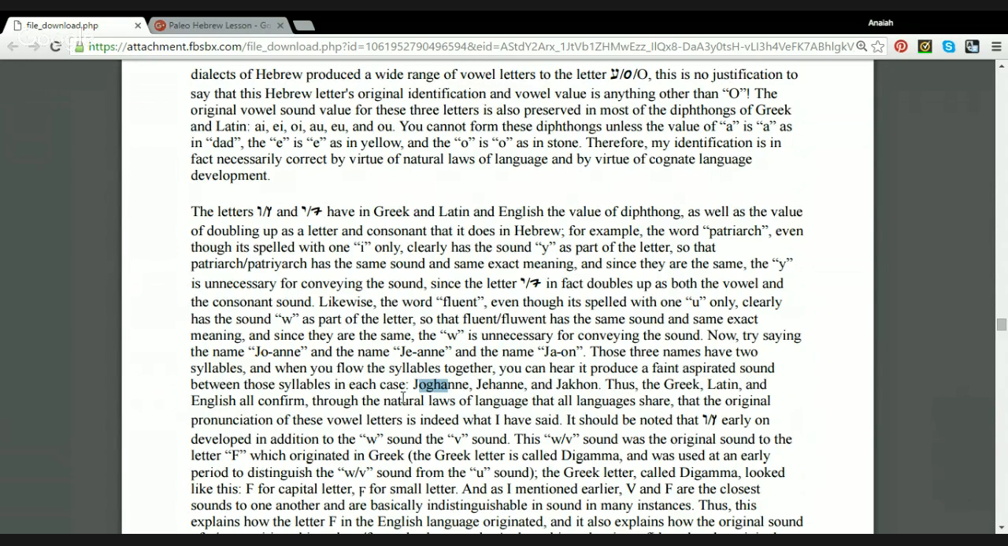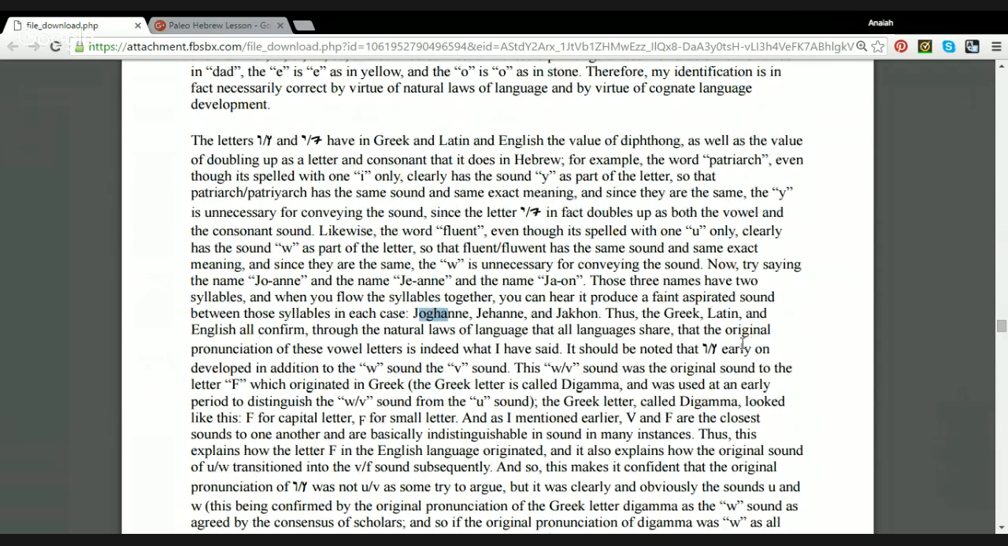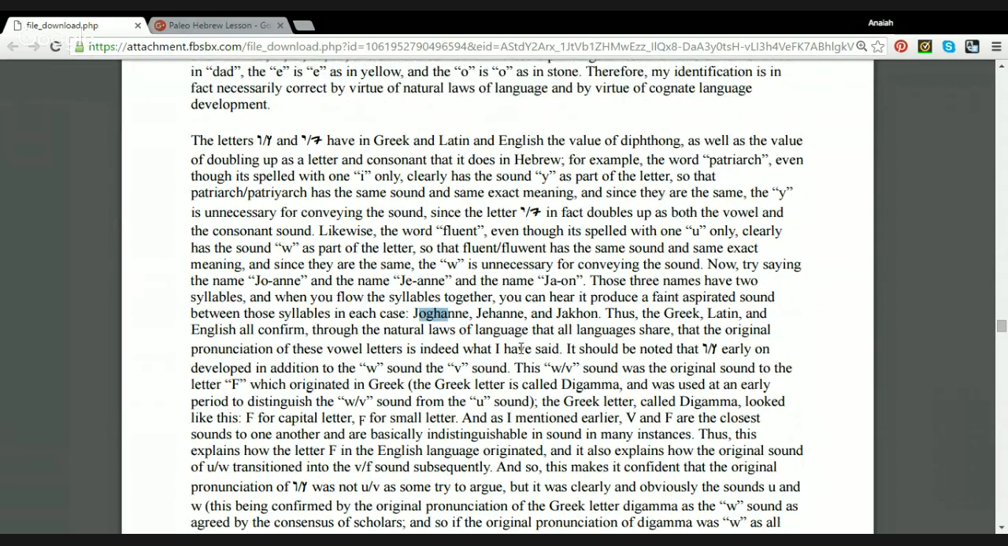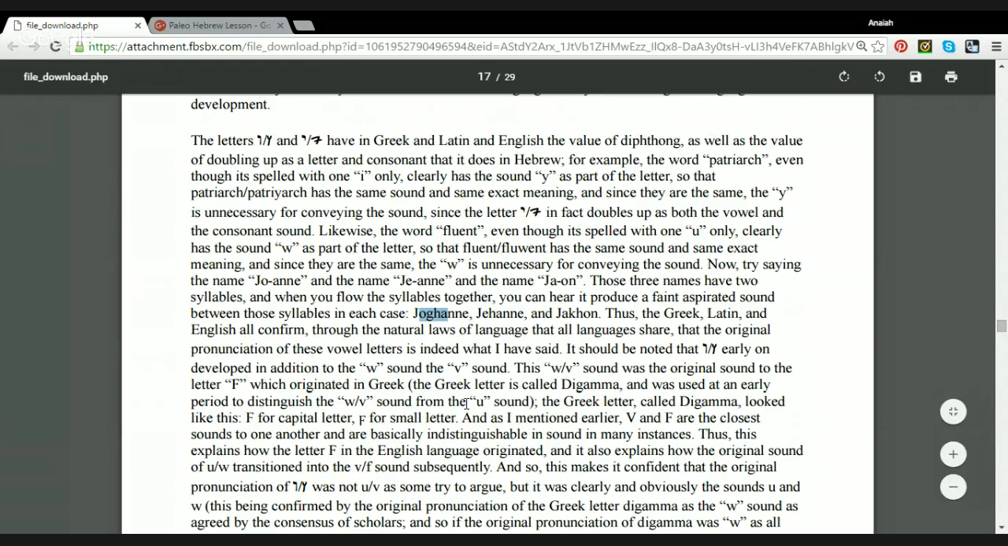I say it should be noted early on that Waw developed, in addition to the W sound, the V sound. This W/V sound was the original sound of the letter F, which originated in Greek. The Greek letter is called digamma and was used at an early period to distinguish the W/V sound from the U sound. It looked like this. See this right here? That's the digamma. It looks exactly like an F.